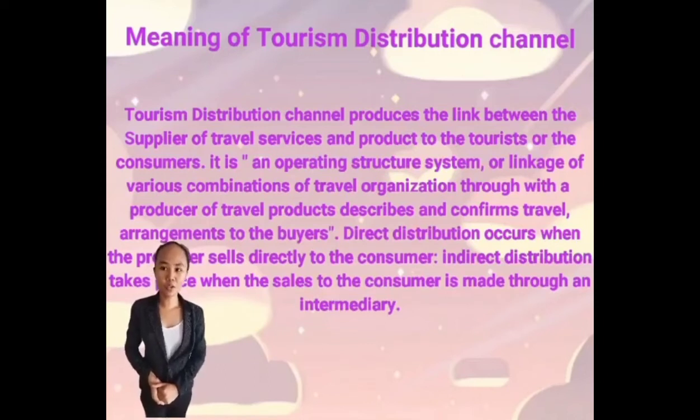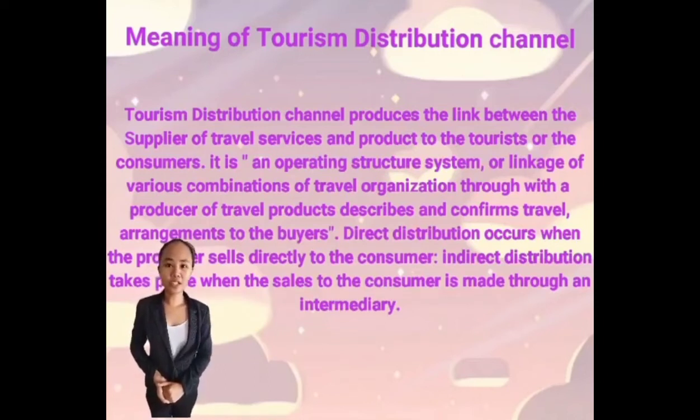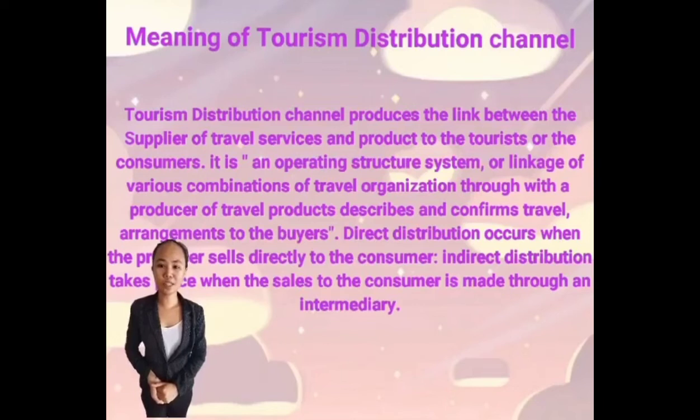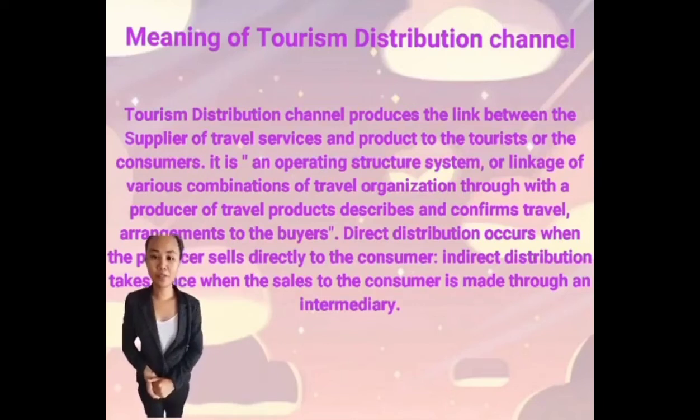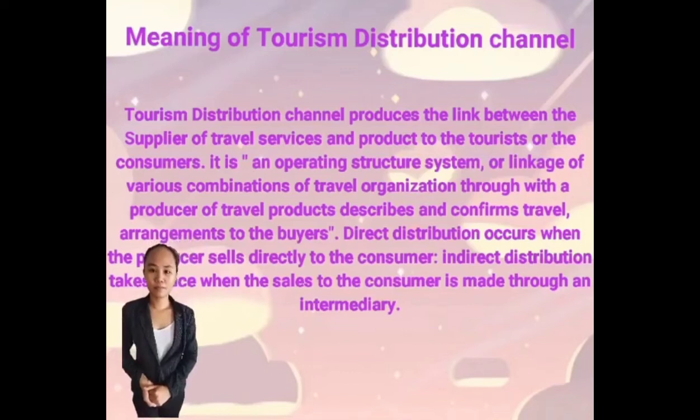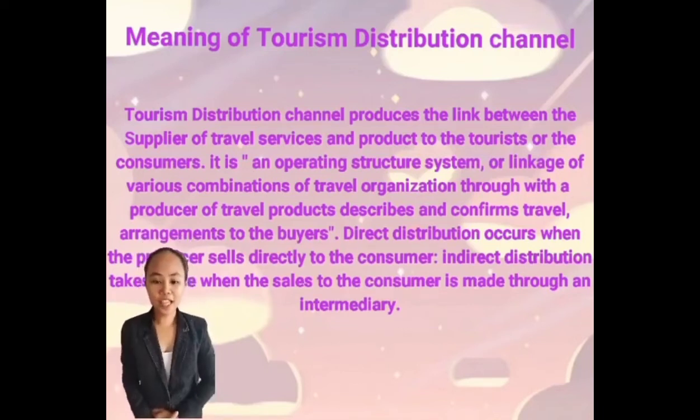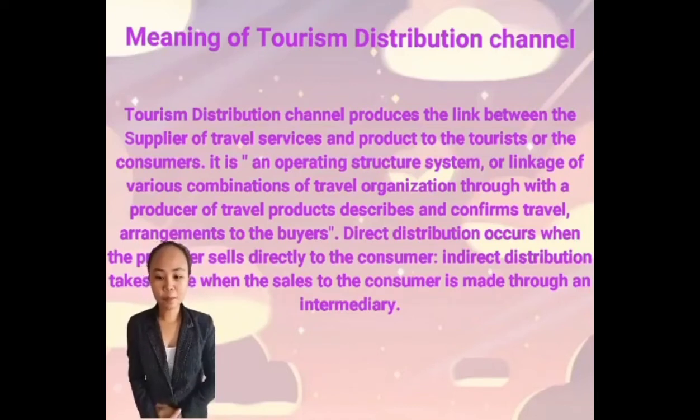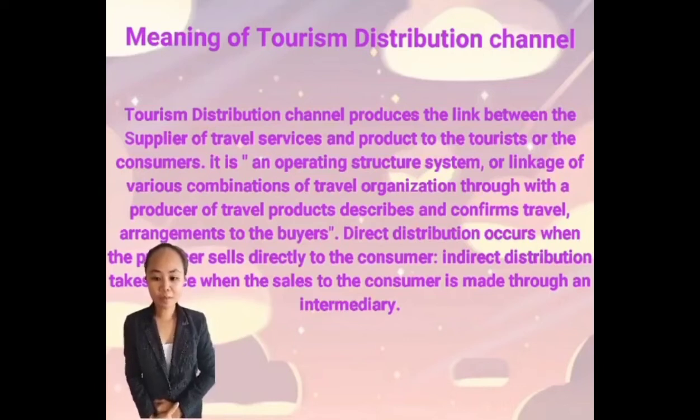Direct distribution occurs when the producer sells directly to the consumer. Indirect distribution takes place when the sale to the consumer is made through an intermediary. A tourism distribution channel is a system of intermediaries or middlemen that facilitates the sales and delivery of tourism services from suppliers to consumers. Tourism distribution channels have attracted a tremendous amount of attention in the last decades, owing to the important role they play in the tourism industry.